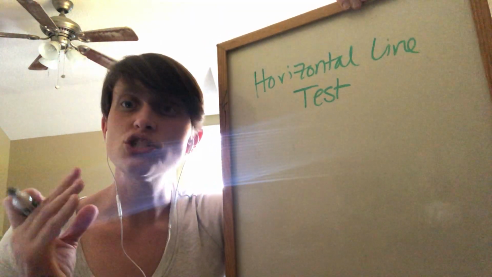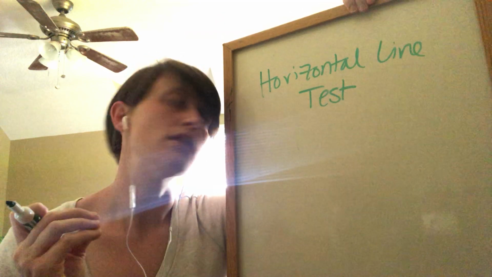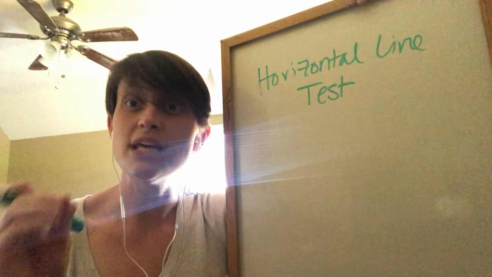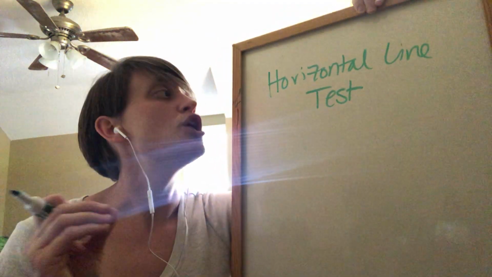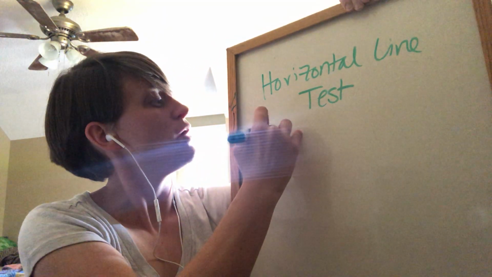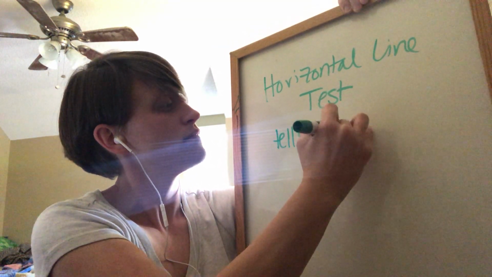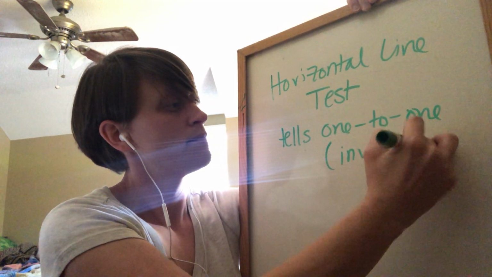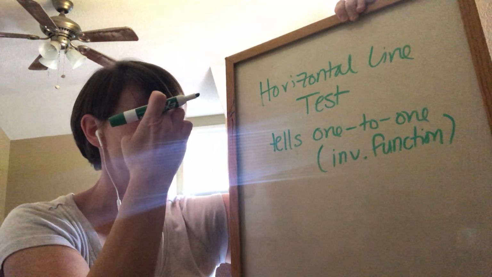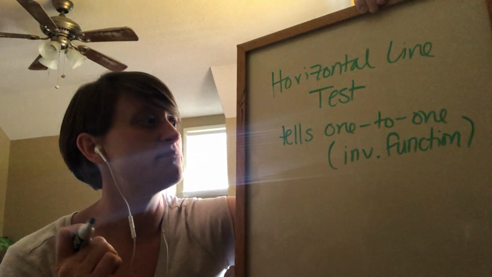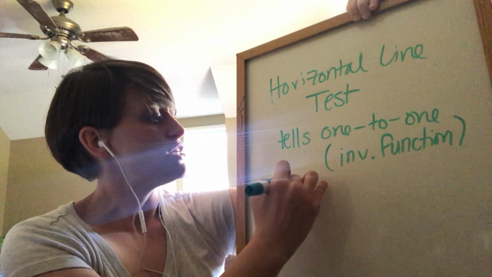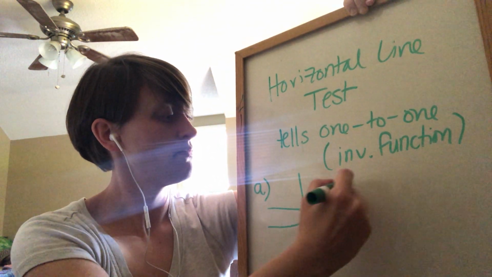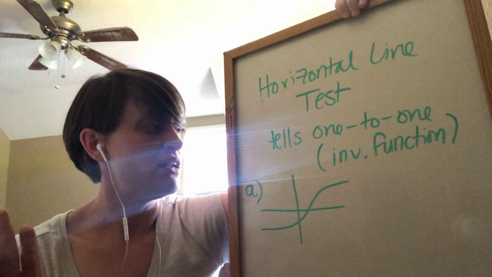So the vertical line test told us whether the graph represented a function. The horizontal line test tells us whether the graph represents a function whose inverse is also a function. So it tells us whether or not it's one-to-one, basically whether the function has an inverse that is also a function. So this is as easy to use as the vertical line test. You can basically just look and know.